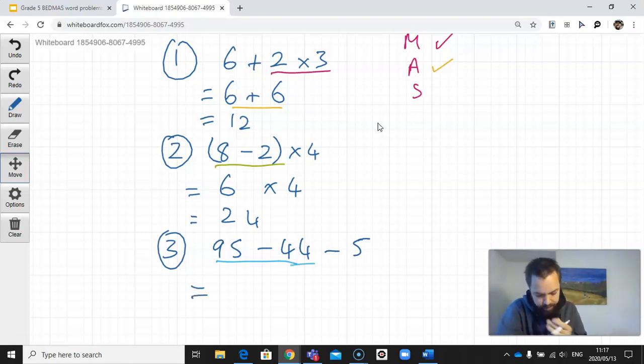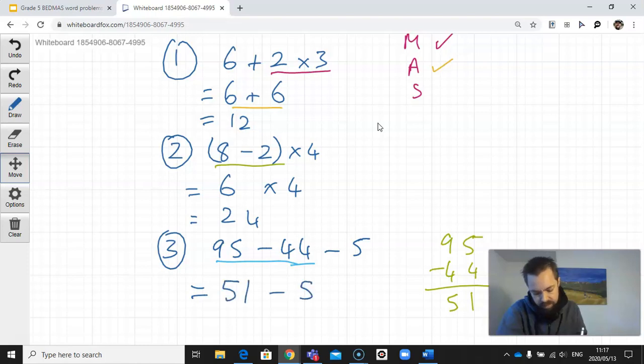So 95 minus 44. If you can't do that just in your head, then that's fine. Jot it down on the side. 95 minus 44. See, we've practiced these. So 5 minus 4 is 1. 9 minus 4 is 5. So I've got 51, and my minus 5 stays the same.